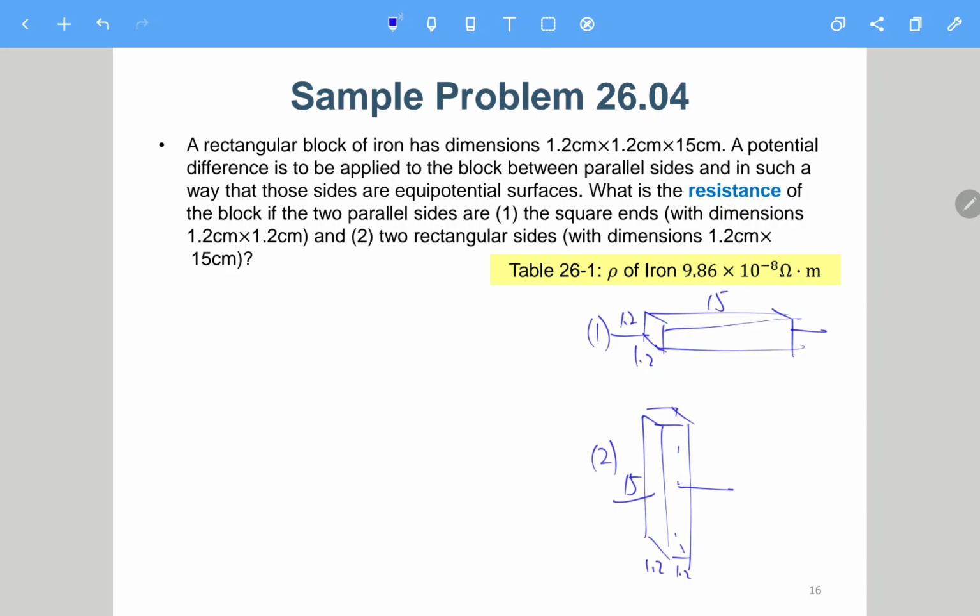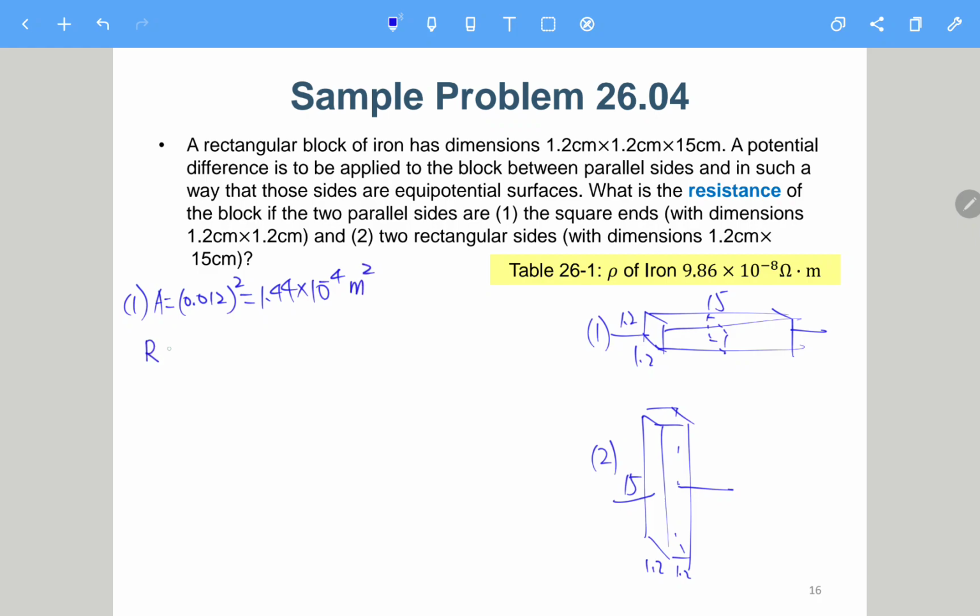So this is two different cases. In that case, L and A are different. For the first case, the cross-section area A is 0.012 squared, so it is 1.44 times 10 to the minus 4 meter squared.